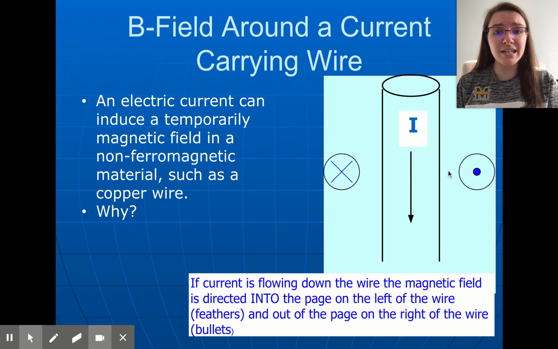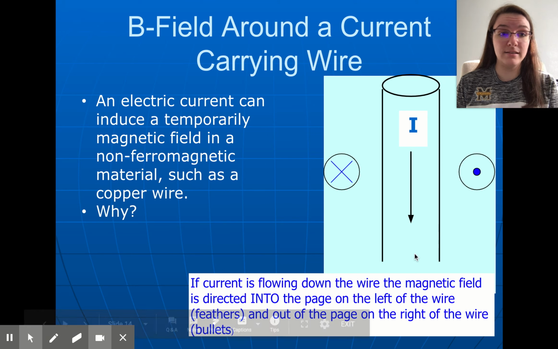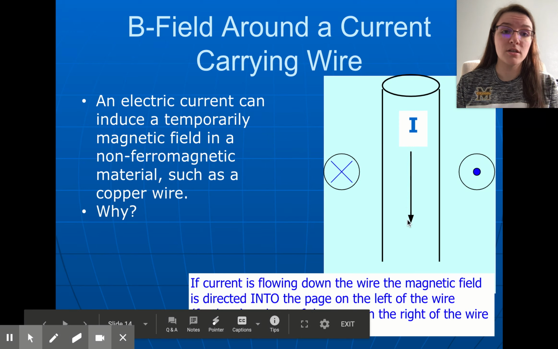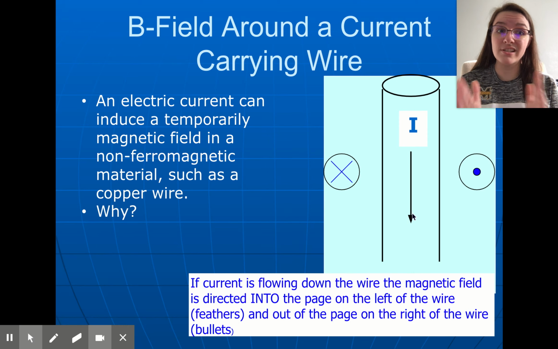An electric current can temporarily induce a magnetic field in a non-ferromagnetic material like a copper wire. Why could it do that? Well, everything's about moving charges. So I have moving charges here in the current. Moving charges can help align those electrons, the electric domains within the material around it, and create a temporary magnetic field.